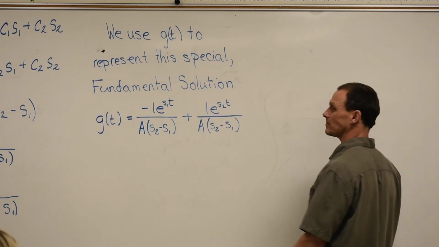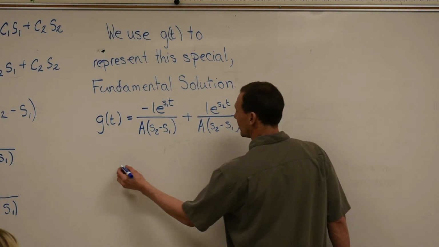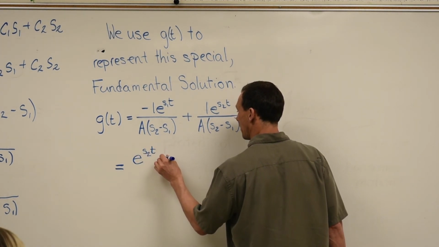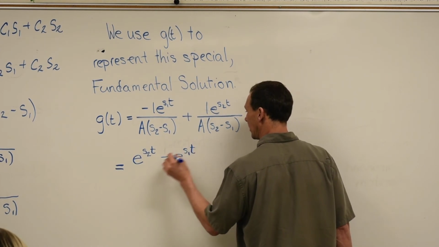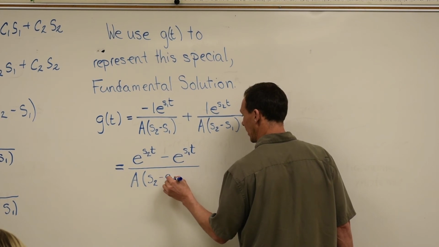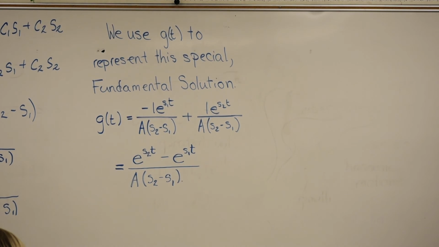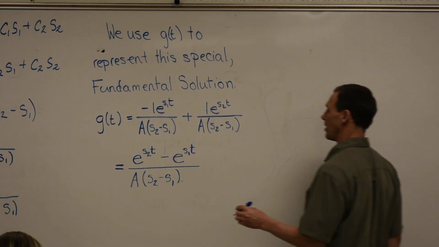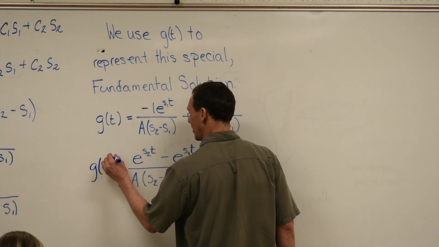We have a common denominator. Let's clean this up and write this as e^(s2 t) minus e^(s1 t) over a times (s2 minus s1). This is our general solution, our fundamental solution. The fundamental solution.